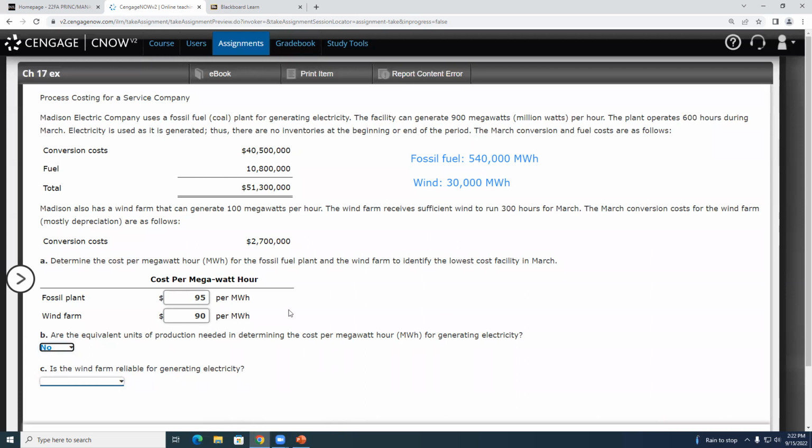So we've established that in this example, the wind farm is cheaper per megawatt hour, but is it reliable for generating electricity? No, because it only ran for 300 hours in March and only generated 30,000 megawatts in that time. Now it tells us that the electricity is used as it's generated. So that means the consumers used all 570,000 megawatts that were produced, and wind did not have the capability of producing that much.